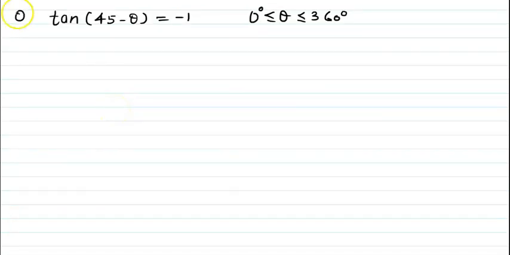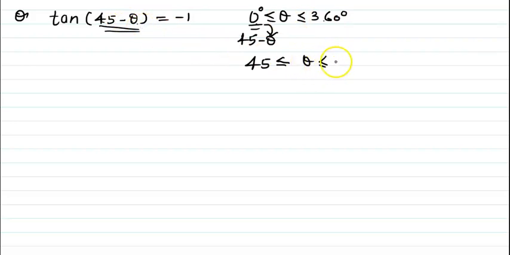So this is our next question. Tan of 45 minus theta is minus 1 and theta is between 0 and 360 degrees. If you replace theta with 0, in 45 minus theta you are getting 45. And if you replace theta with 360 degrees, it should be minus 315. So these are our new limits. You are going between 45 degrees to minus 315 degrees.